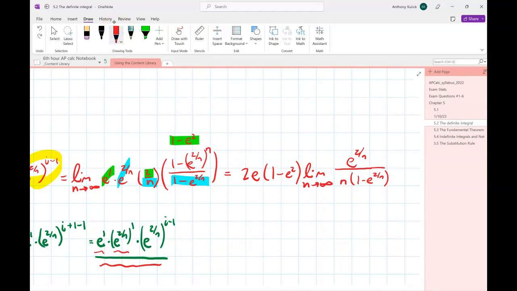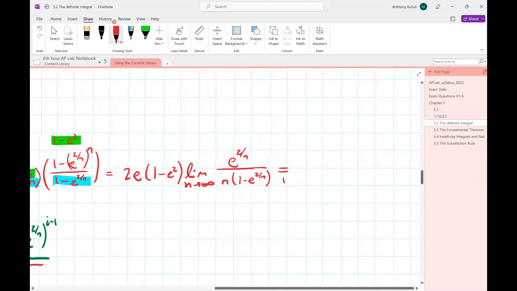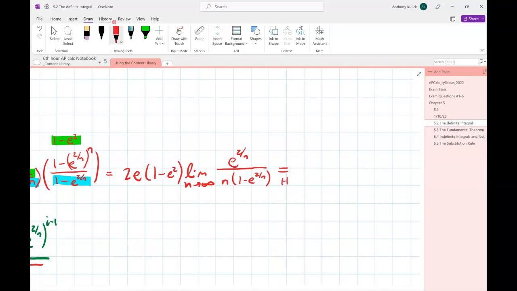Okay, so if I try to evaluate this limit now, just doing direct substitution, the numerator is 1, but the denominator is infinity times 0, which is an indeterminate form. So in the denominator, I'm going to have to do a L'Hopital's rule to that. Before I can write it as a L'Hopital rule, though, I have to write it as a fraction. So I'm just going to think about it as 1 minus e to the 2 over n, over 1 over n.